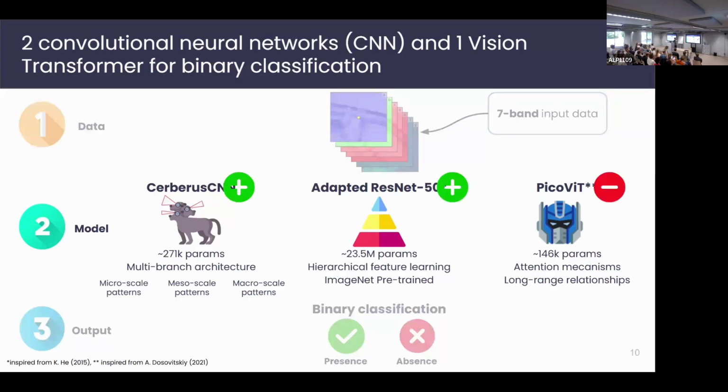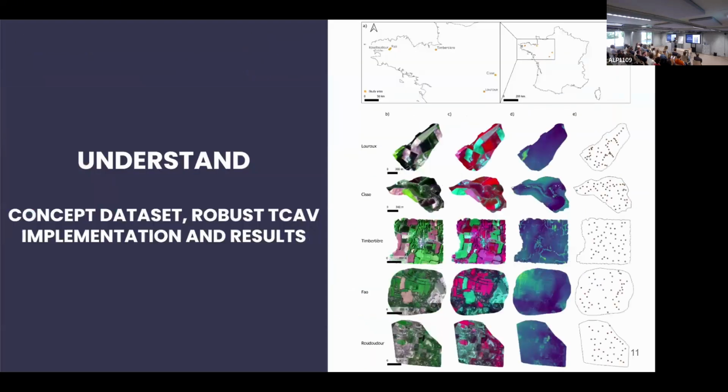I kind of skipped the results, but you just need to know that for the CNNs, we got very good, reliable results. For the vision transformer, it was a little bit more difficult: for the Plecoptera we got reliable results, but for the Trichoptera we got pretty bad results.